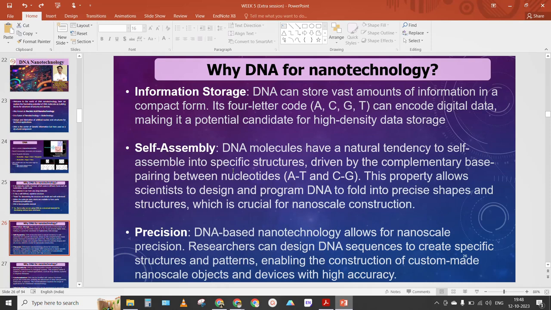Then self-assembly. DNA molecules have a natural tendency to self-assemble into specific structures, driven by the complementary base pairing between nucleotides. This property allows scientists to design and program DNA to fold into precise shapes and structures, which is crucial for nanoscale constructions. The next one is precision. DNA-based nanotechnology allows for nanoscale precision. Researchers can design DNA sequences to create specific structures and patterns, enabling the construction of custom-made nanoscale objects and devices with high accuracy.